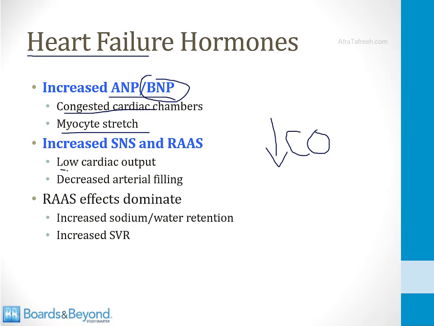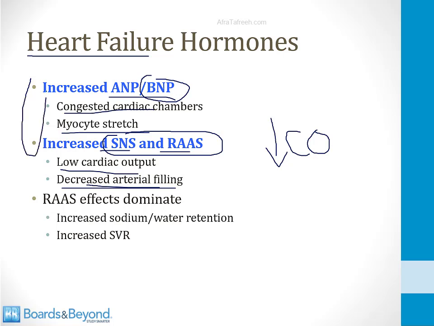Also, because of the low cardiac output, there's going to be decreased filling of the arterial system. And so the body is going to respond the same way it responds to hemorrhage. Anytime there's underfilling of the arterial system and low blood pressure, the body responds by increasing the activity of the sympathetic nervous system and the RAS. And so both the SNS and RAS are activated and increased in patients with heart failure. And it's super high yield to know these first 2 points that I've listed on this slide for your boards.